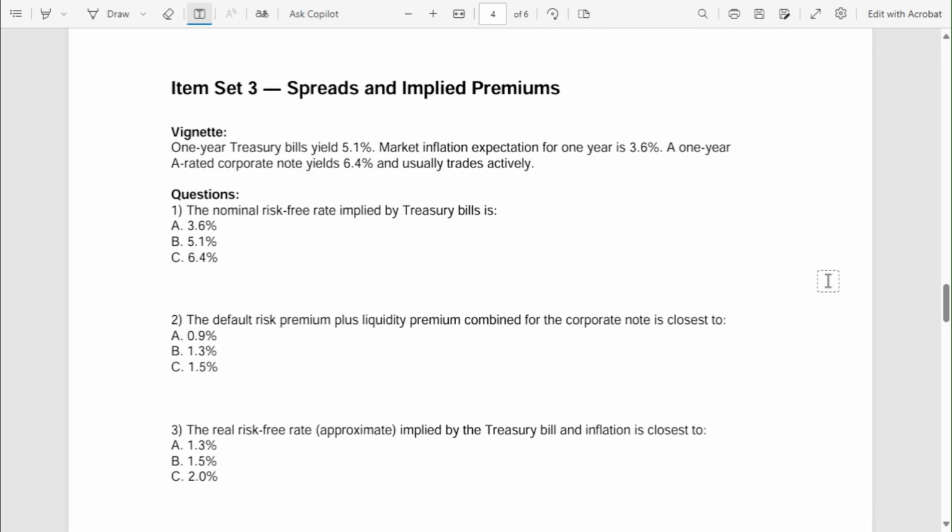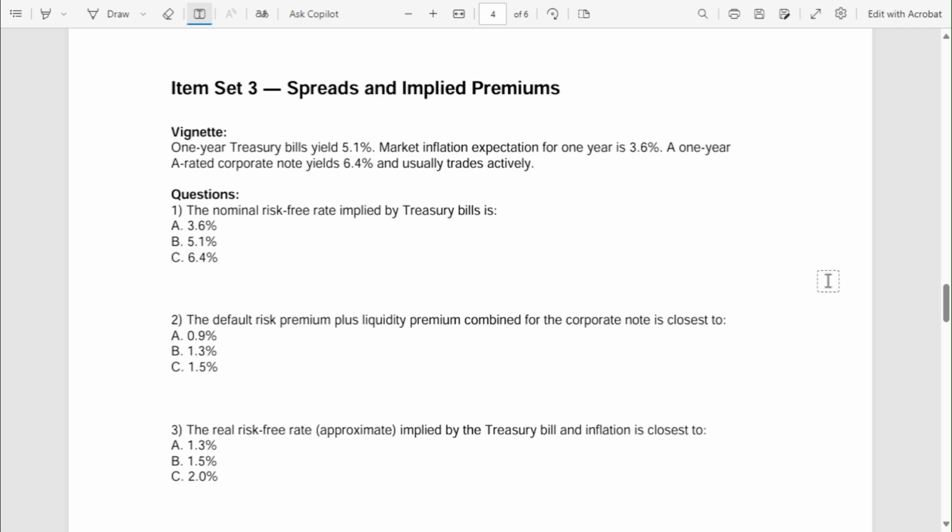All right, item set 3. 1-year treasury bills yield 5.1%. Market inflation expectation for 1 year is 3.6%. A 1-year A-rated corporate note yields 6.4% and usually trades actively. Let's start with question 1. The nominal risk-free rate implied by treasury bills is.